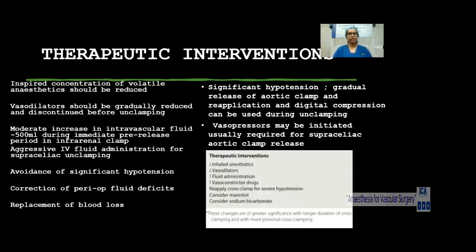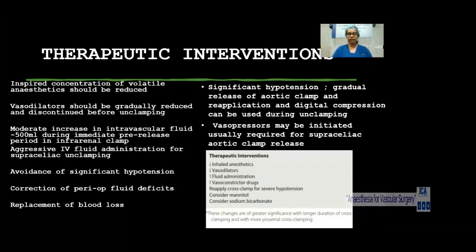The therapeutic interventions that can be done in preparation for aortic unclamping are: the inspired concentration of volatile anesthetics should be reduced, vasodilators should be gradually reduced and discontinued before the unclamping, and a moderate increase in intravascular fluid of around 500 ml should be done during the immediate pre-release period.